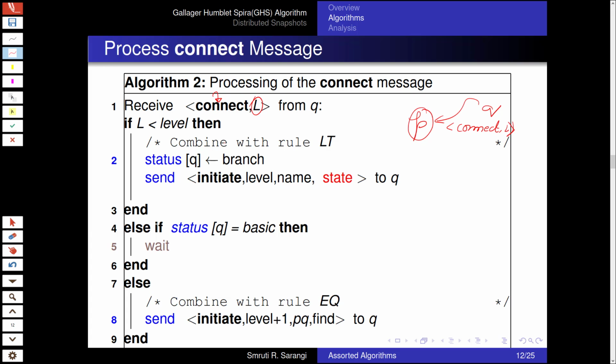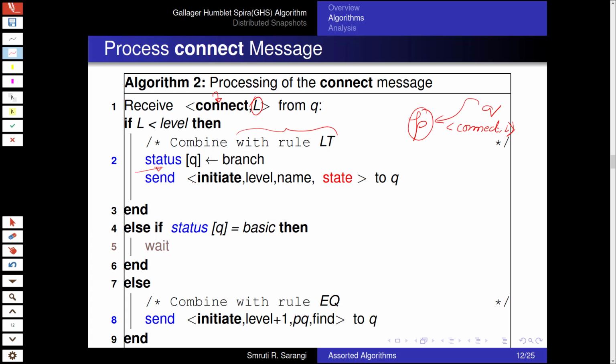Now, look, I have gotten a connect message. So I will look at my level and the level of the connector. If L is less than level, which means that the level that is coming along with the message is less than my level, no problem. This means that a smaller fragment wants to combine with a larger fragment. So I can happily combine with the rule LT. Absolutely no issues. So I'll set the status of the edge to branch.